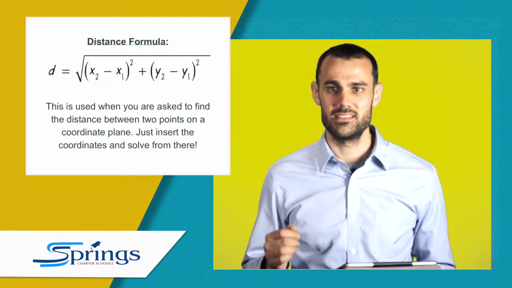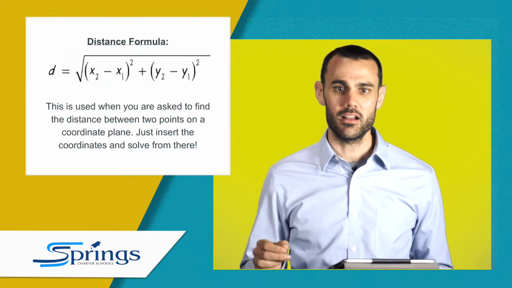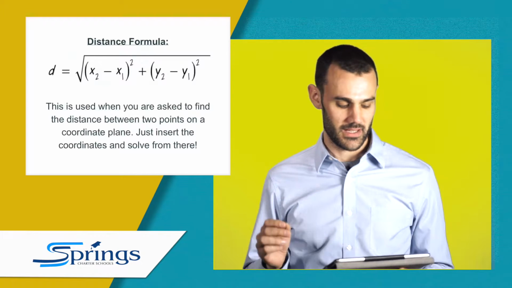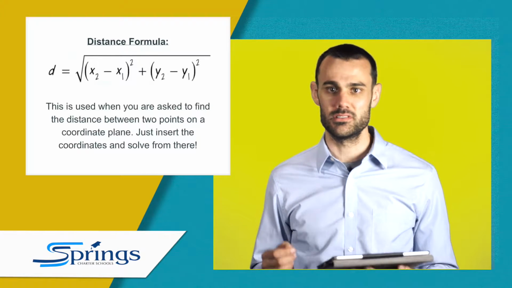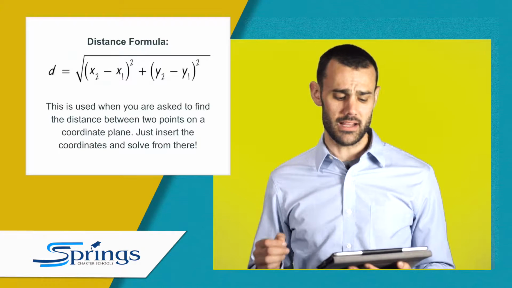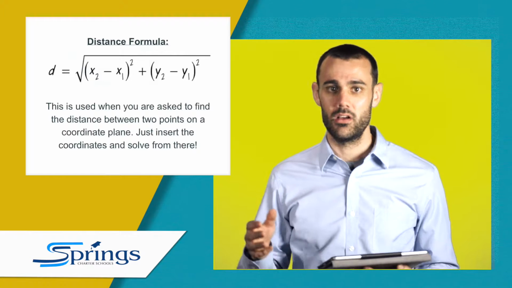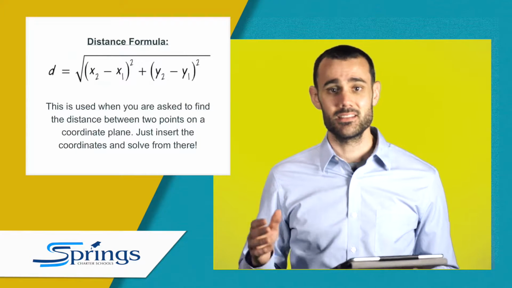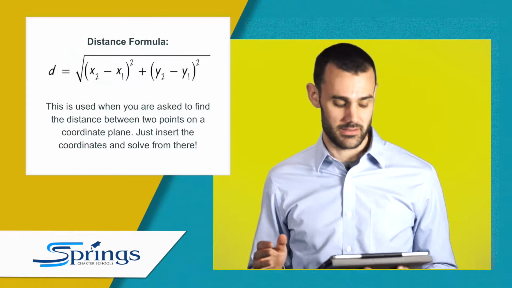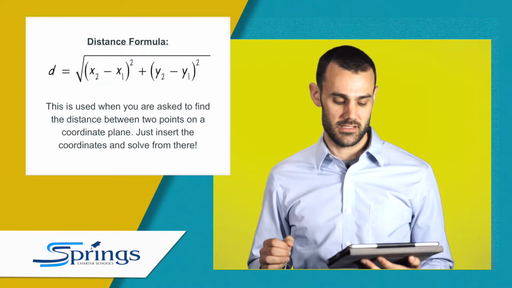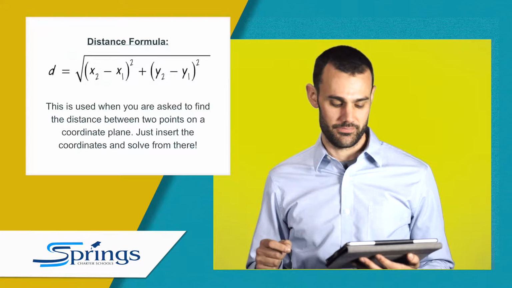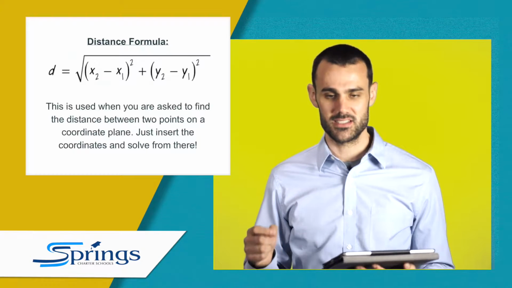Here is an image of what the distance formula looks like. Automatically, it looks overwhelming. It's a lot. It says d equals the square root of x2 minus x1 squared plus y2 minus y1 also squared. This is a big, tough formula to memorize. This is used when asked to find the distance between 2 points on a coordinate plane. Just insert the coordinates and solve from there.